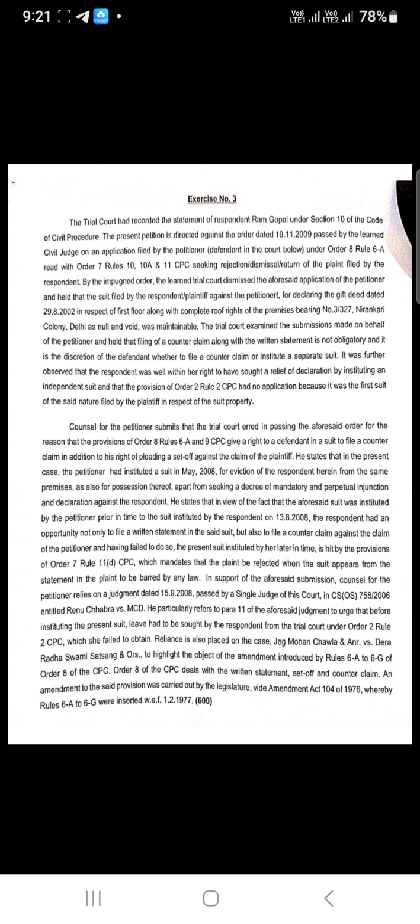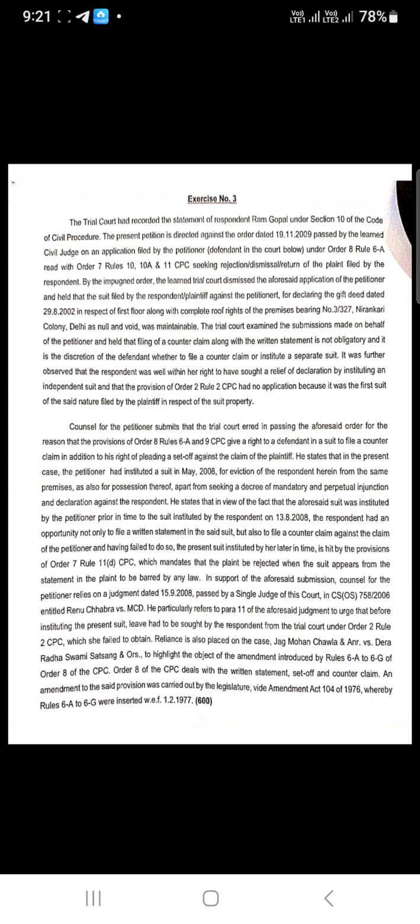Stop. The trial court examined the submissions made on behalf of the petitioner and held that filing of a counterclaim along with the written statement is not obligatory and it is the discretion of the defendant whether to file a counterclaim or institute a separate suit.